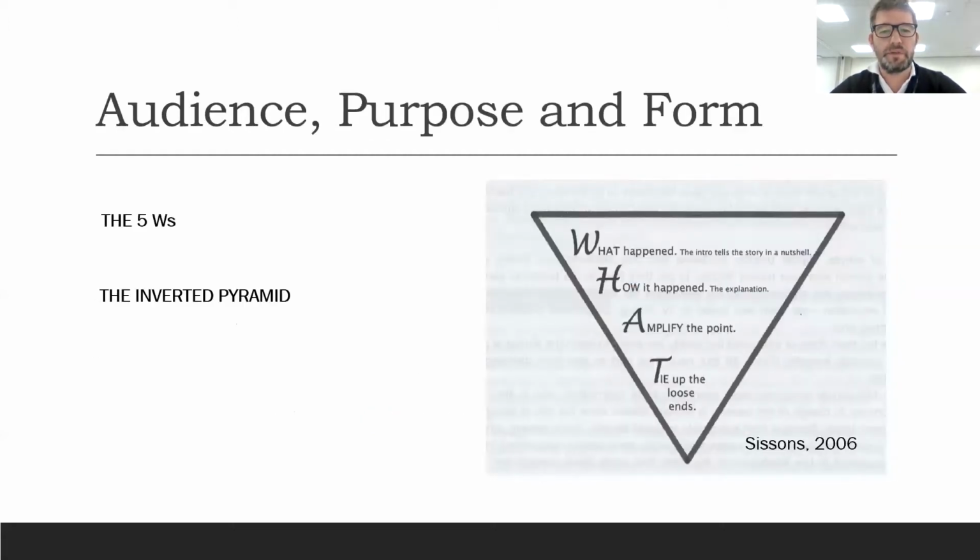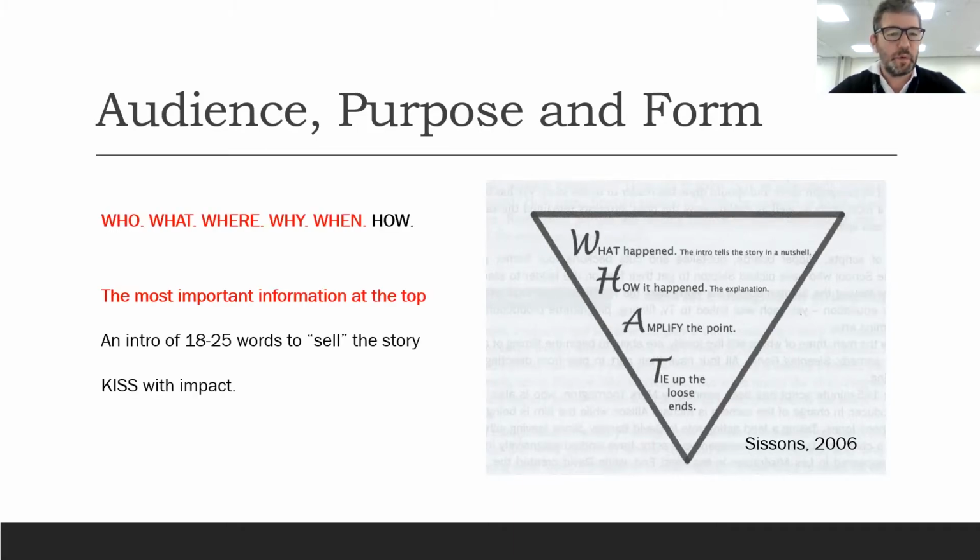So these 5 W's are an inverted pyramid. The who, what, where, why, and when, the most important facts of any story, are front-loaded right at the top of the piece. And then there's more background information the lower down we get, including how, of course.